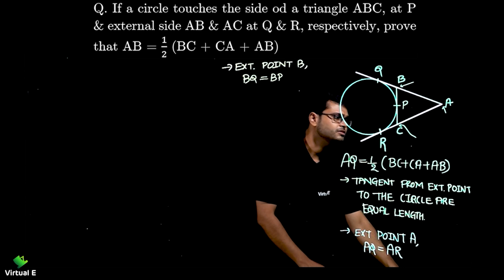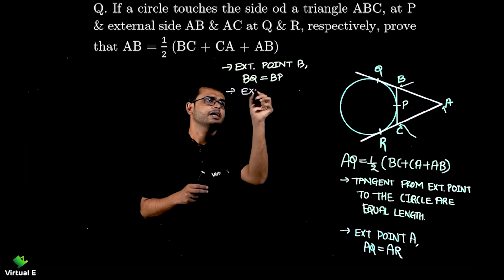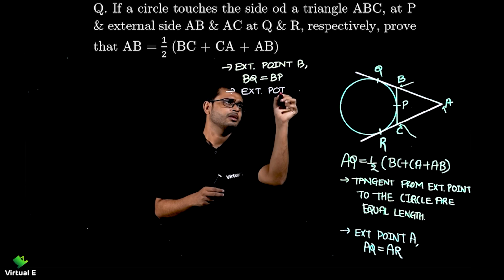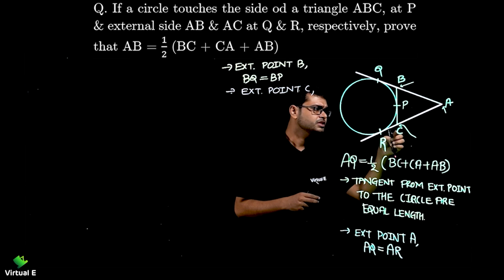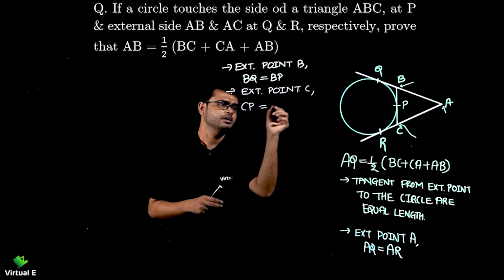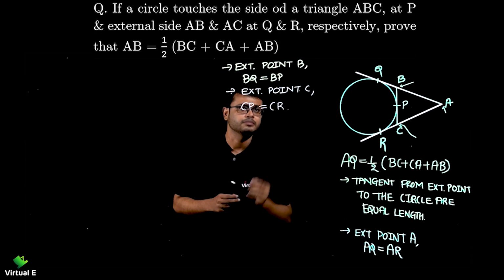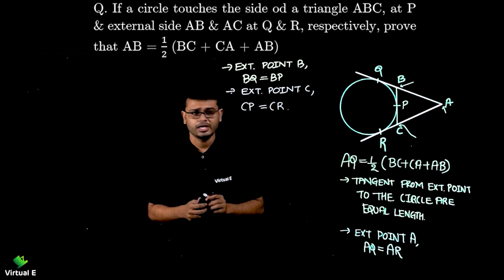Now what's left? External point C. For that it is CP and CR. So CP is equal to CR. Done? Now let's start with our result AQ.